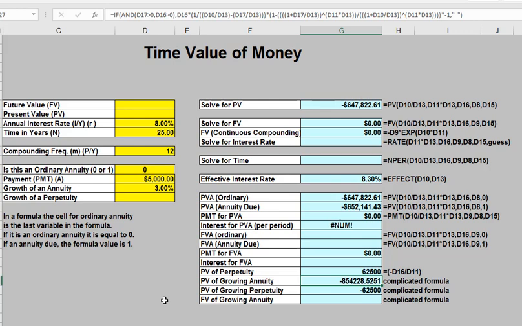So again, we can use the same kinds of questions as we asked before, right? We can ask about interest rates, we can ask about payments. All we have to do is plug in the numbers we have and then delete the cell that we want to solve for.